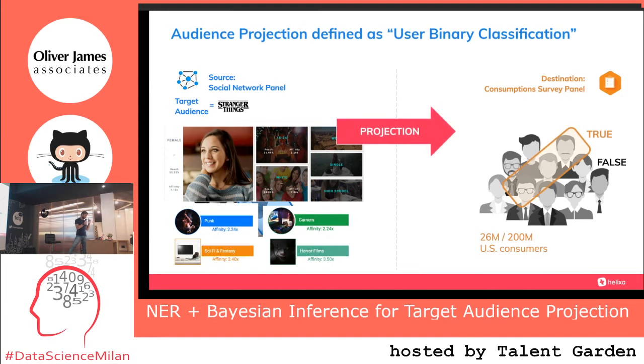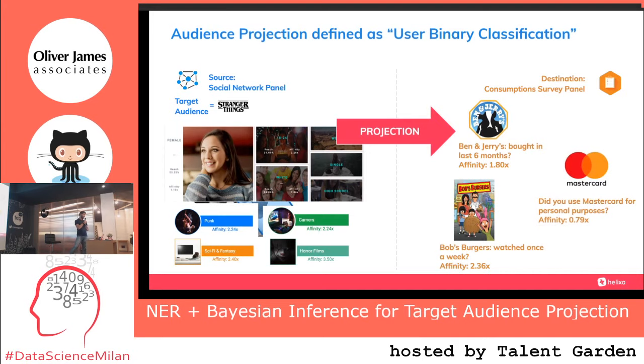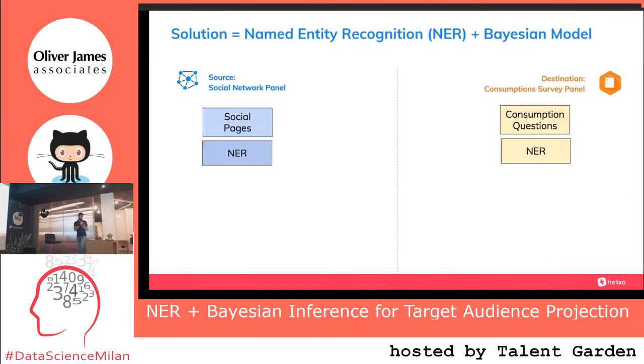And this is the information you can get from the original source domain, right? You don't need the audience projection for that. The reason why you need the audience projection is that you take this target, and then you select the subset of users in the destination domain such that you can answer questions like: the people who interact on the social network with Stranger Things, then buy Ben & Jerry's ice cream in the last 6 months. They didn't use MasterCard that much because the affinity is not that high, but they definitely watch Bob's Burgers, for example. Those are information that you wouldn't have in the source domain. You can only get through the projection process.